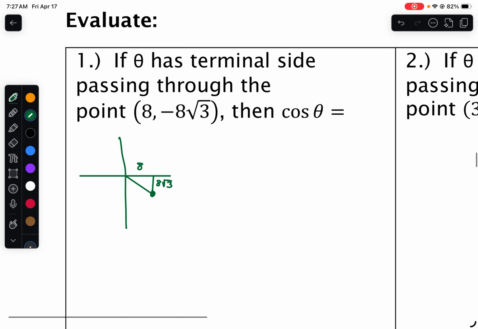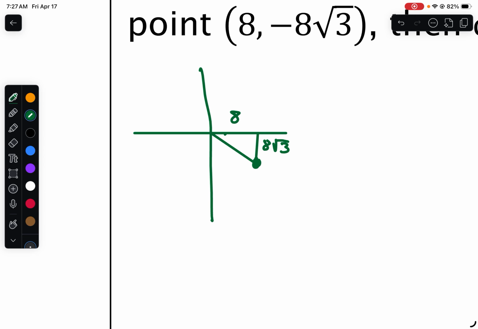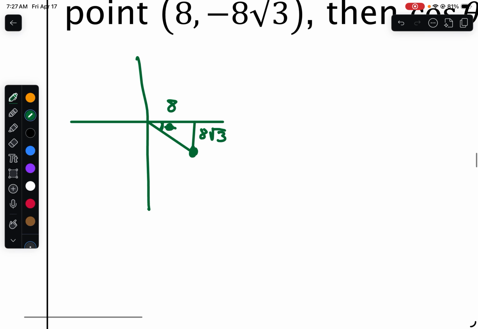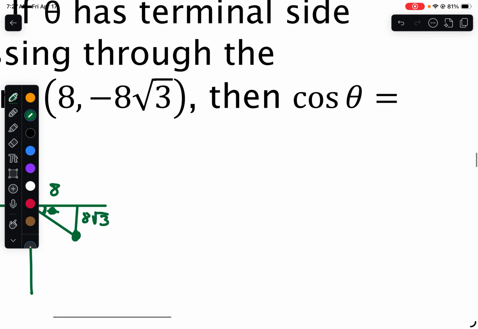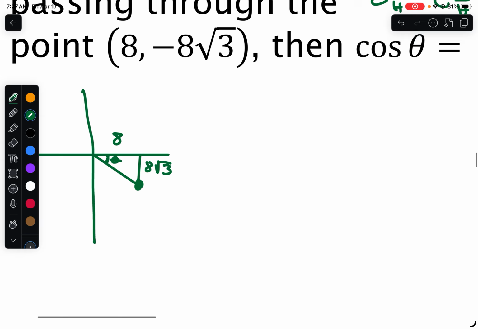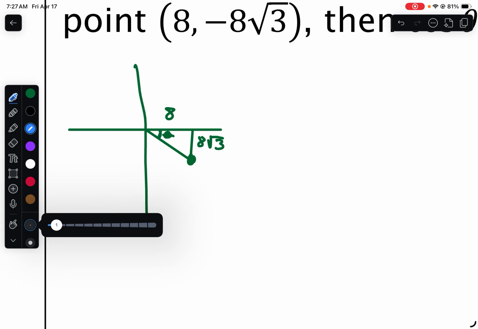And they are asking us to identify cosine of theta. So theta is always going to be with respect to the x-axis. So after you draw that line down, draw in theta here. And we know that cosine of theta is always equal to, remember SOHCAHTOA, S-O-H-C-A-H-T-O-A. So cosine is always adjacent over hypotenuse. So if we look at the theta we just drew, we can see that our adjacent side is here, 8, and our hypotenuse is going to be this side here.